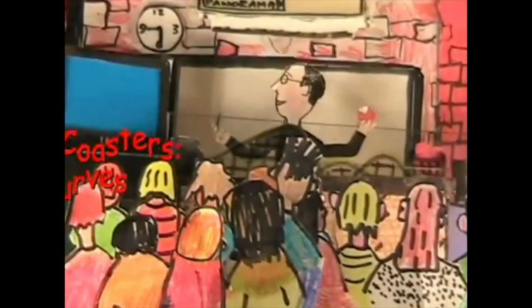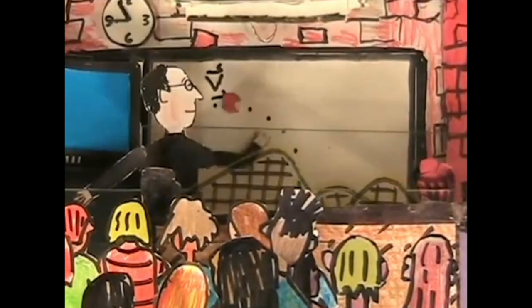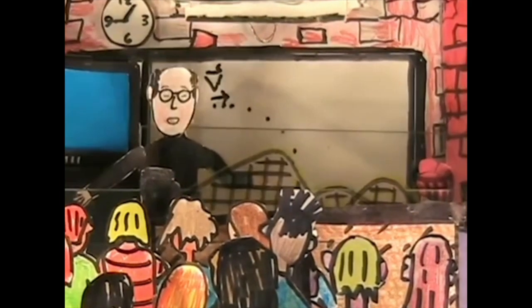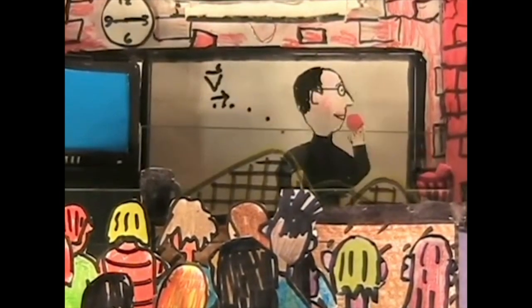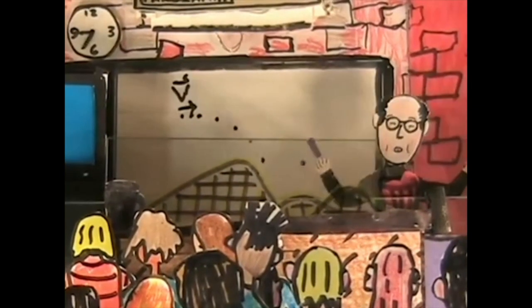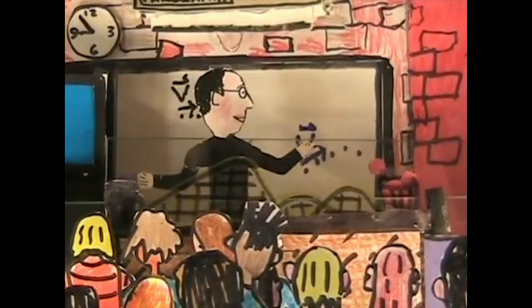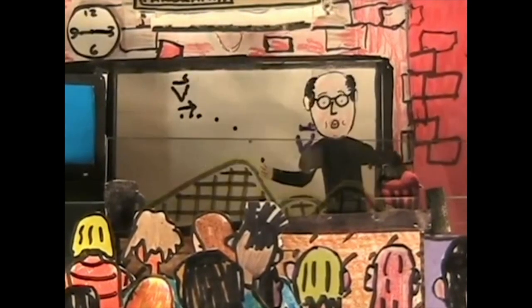On some coasters, you feel really light going down the first hill. The curvature of the hill is a free fall curve. Sometimes you feel light even on the second hill. That's because the curvature of this hill is also a free fall curve. Okay, let's watch this movie of me riding a coaster.